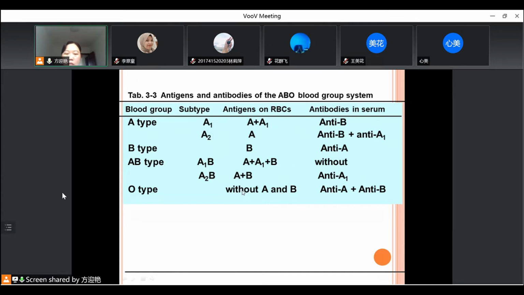Here we can see that on the red blood cell there is no A antigen and no B antigen, and in the plasma naturally produce anti-A and anti-B antibodies. So according to the distribution of the antigens and antibodies, we can identify the ABO blood group.